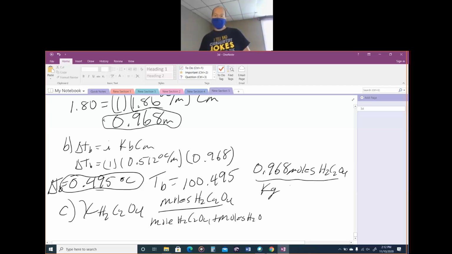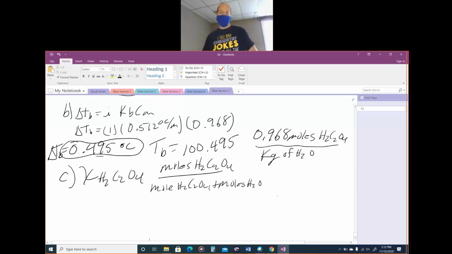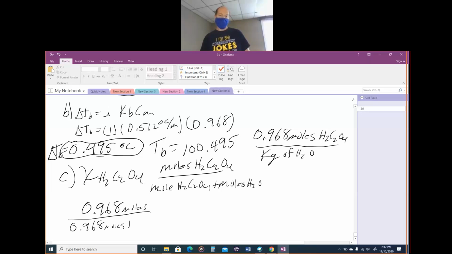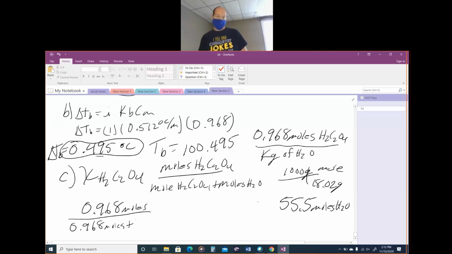per kilogram of water. And so if you know that, then the question is very simple, because the moles of your weak acid, you already have it. It's 0.968. And to get to the moles of water, we have 1,000 grams, and divide that by the molar mass. And that is 55.5 moles of water. So that just goes here, 55.5 moles of water.